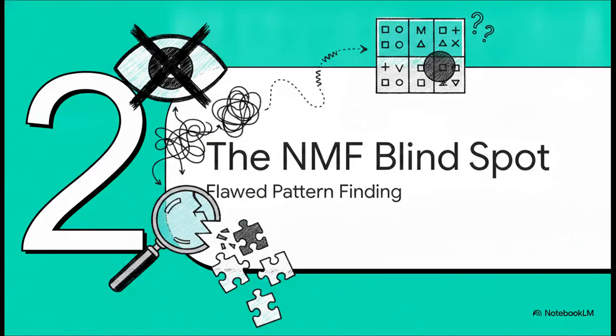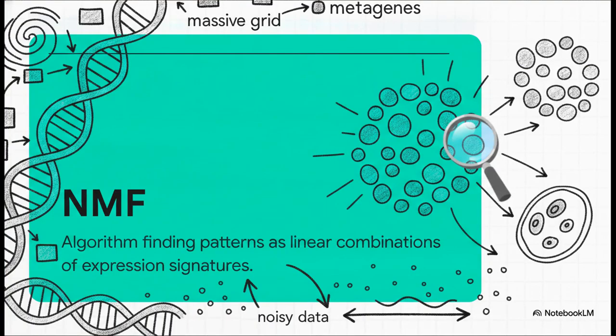That brings us to Section 2, the NMF blind spot, the flaw in our current pattern recognition. For years, we've relied on a standard mathematical tool to try and solve this biological puzzle, but as you'll see, it has a rather fatal flaw. This standard tool is called non-negative matrix factorization, or NMF for short. Simply put, NMF is a machine learning algorithm. In the context of our messy microarray data, think of it as a grouping tool. It looks at this massive grid of genes and conditions, and it tries to find metagenes, basically clusters of genes that behave similarly across different conditions.